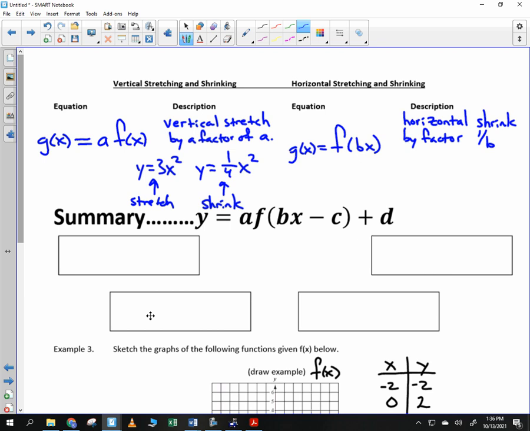So we'll show you an example here. Suppose you have y is equal to 3x to the 4th power. Is the 3 on the inside or outside? It's on the inside. So is that going to affect it horizontally or vertically? Horizontally. And it's going to do opposite of what you think. It's not going to stretch it by a factor of 3. It's going to shrink. Shrink by what? Good.